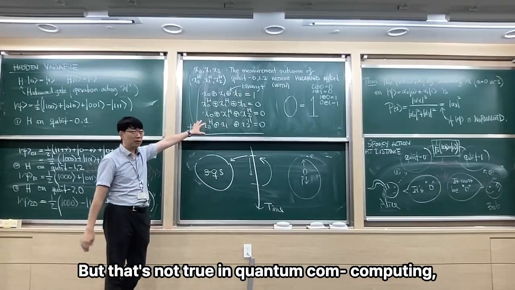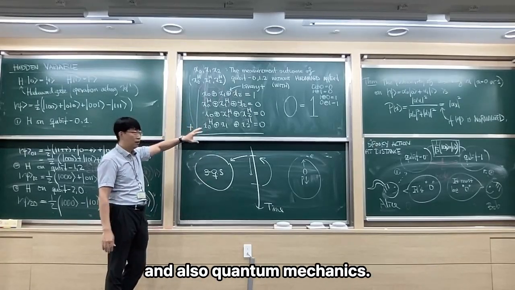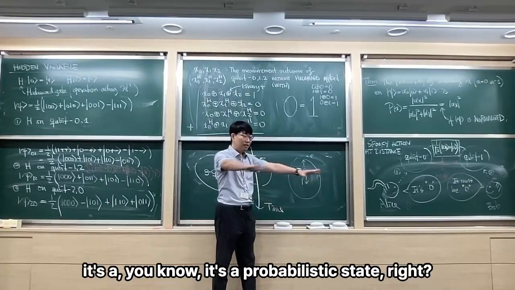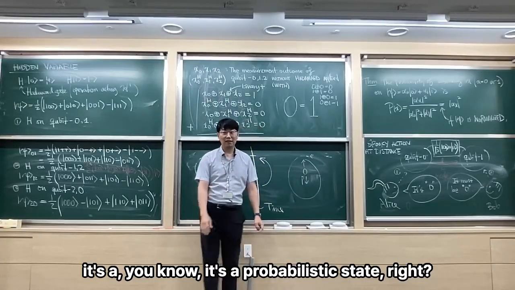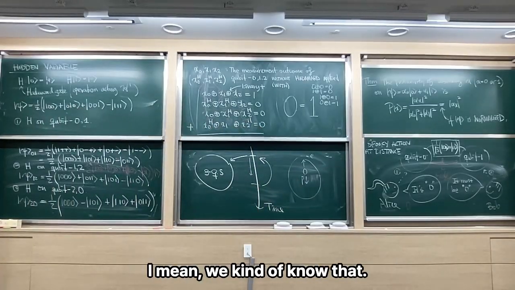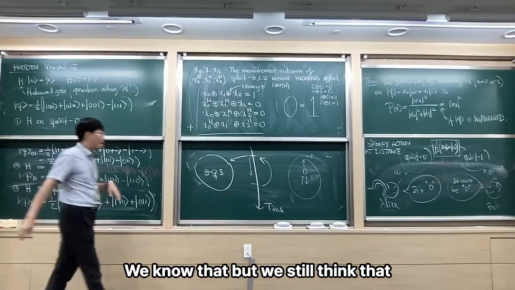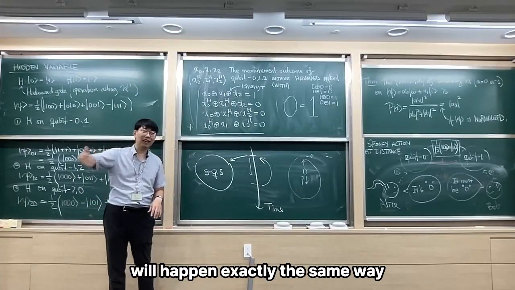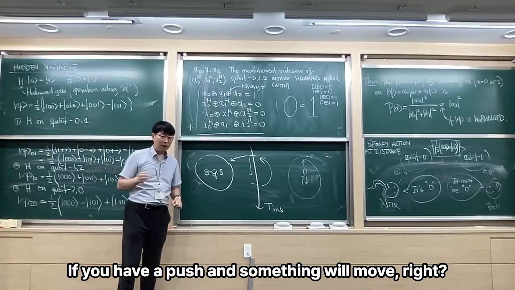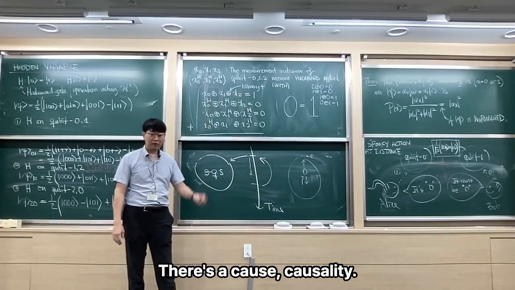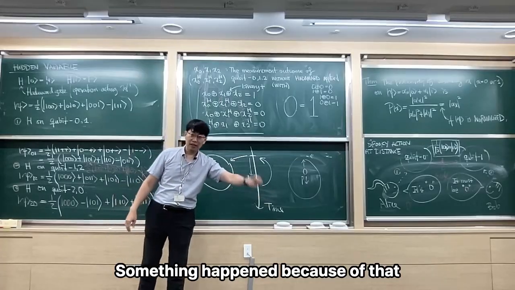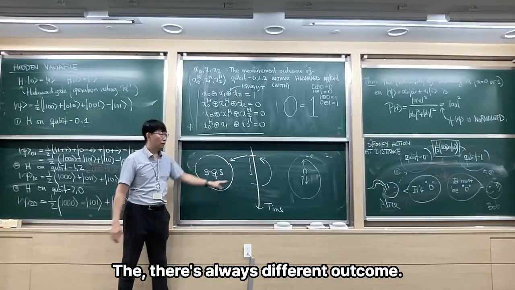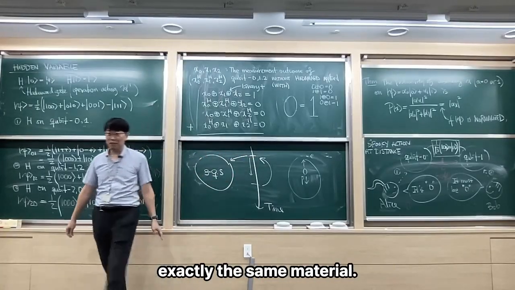But that's not true in quantum computing and also quantum mechanics. In fact, the electron is not a moving object, it's a state. It's a probabilistic state, right? We kind of know that, but we still think that if you go back with a time machine, to the past, things will happen exactly the same way because that's the way of the law. If you push, something will move, right? There's a causality. Something happened because of that, and because of that, something else happens. But in quantum mechanics, no, there's always a different outcome, even if you have the exact same material.